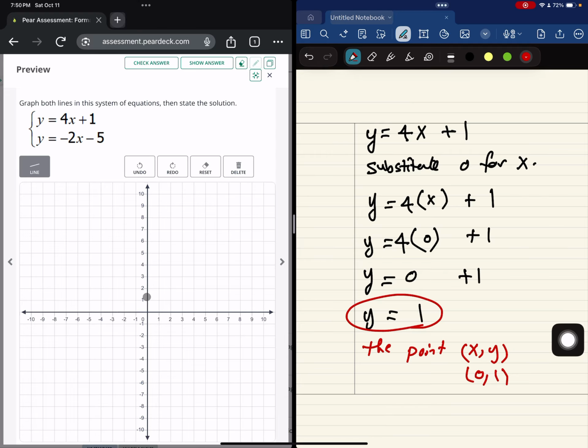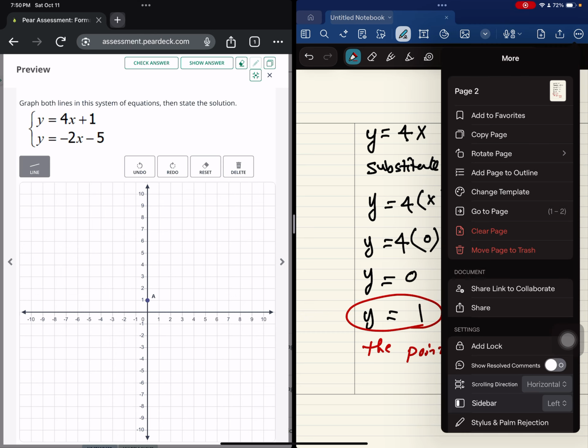So we have here 0 as x and 1 as y, and here is the point. So this is the point, which is (0, 1). We can use another point because we need 2 points to make the line.